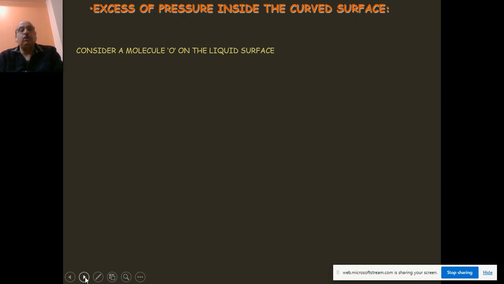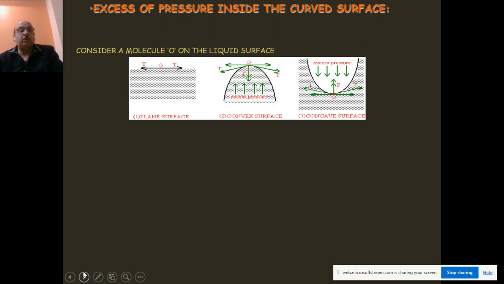Let us consider a molecule O on the liquid surface. The liquid surface may be the plane surface, the convex surface, or the concave surface. If the molecule O is on a plane surface, the surface tension T is applied on both sides and they will cancel the force on both sides. Similarly, other surface tension on the plane.